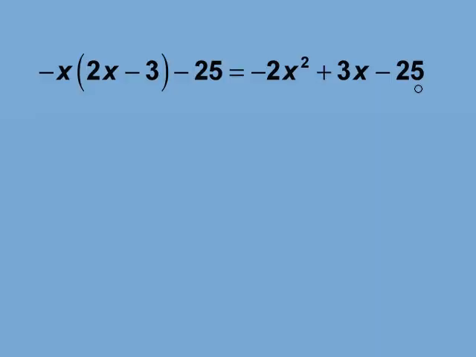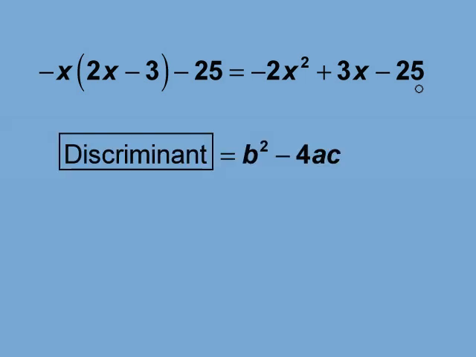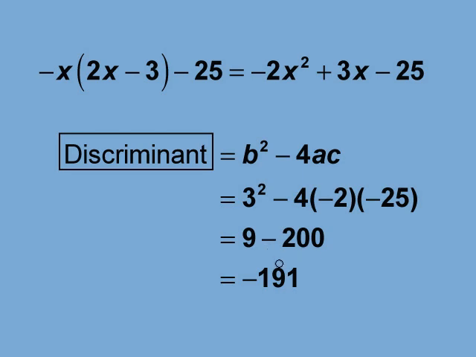From here, let's analyze the discriminant. Take the a, b, and c values and plug them into the formula. The b value of 3 goes here. The a value of negative 2 goes here. The c value of negative 25 goes here. Simplify to get negative 191, which means that this quadratic has no real roots.